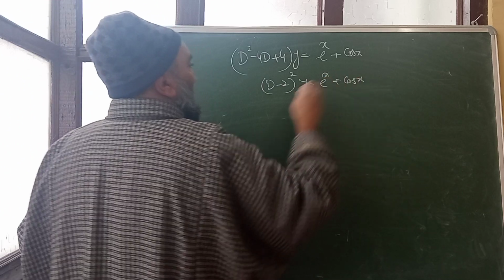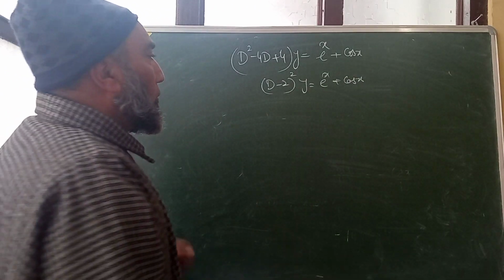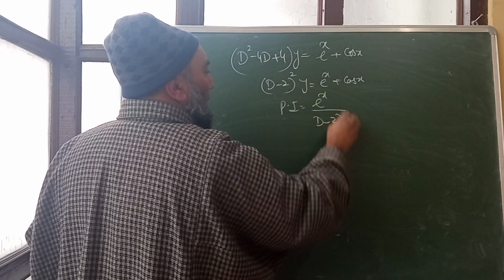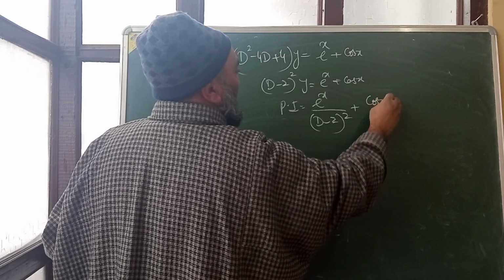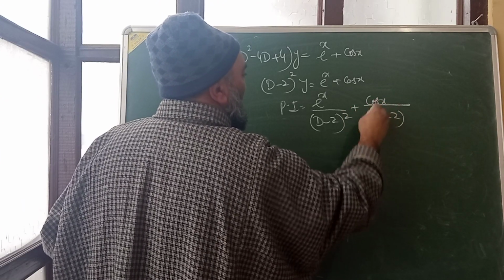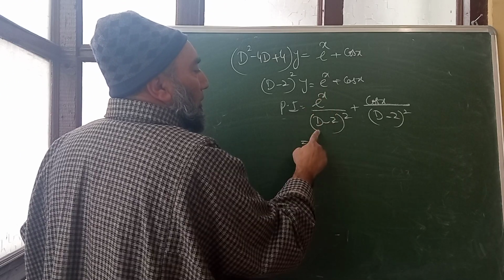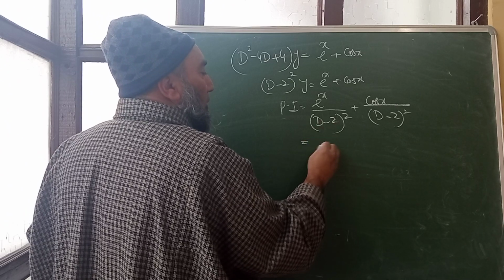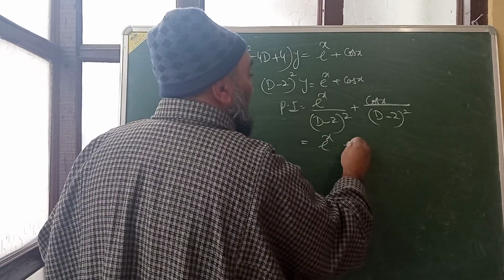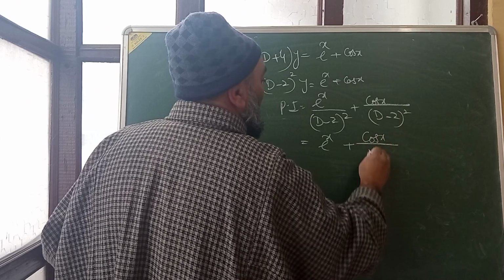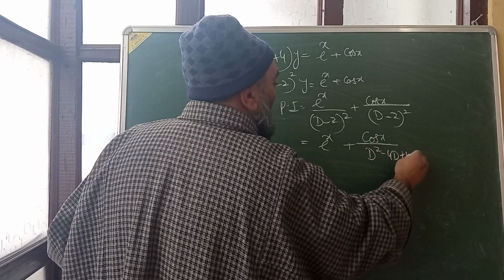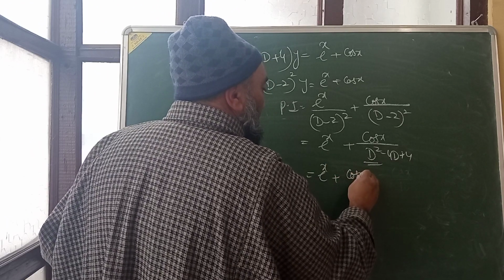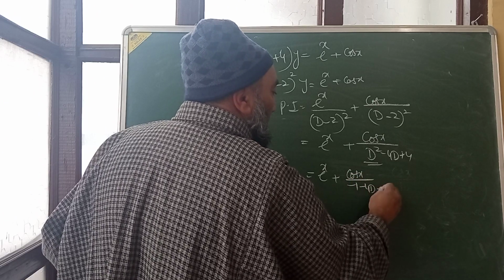I will not go to the complementary function. I will go to the particular integral only. e raised power x upon (D minus 2) square, then cos x upon (D minus 2) square. This is quite easy now. You have to replace D by a. This is 1 minus 2, so it is e raised power x only. For cos, you have to replace D square. I don't have D square, so you have D square minus 4D plus 4. D square is to be replaced by minus 1. So cos x upon minus 1 minus 4D plus 4.